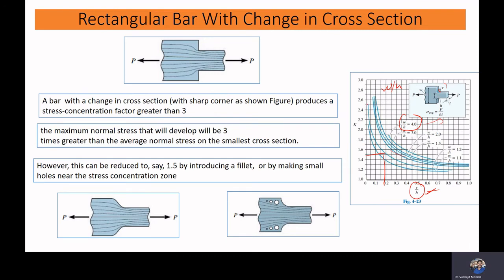And again, for this case also, the maximum value of the stress concentration factor will be 3. And that value can be reduced if we have a smooth curvature here. If you have a smooth curvature here, then we'll have a reduced value of K.